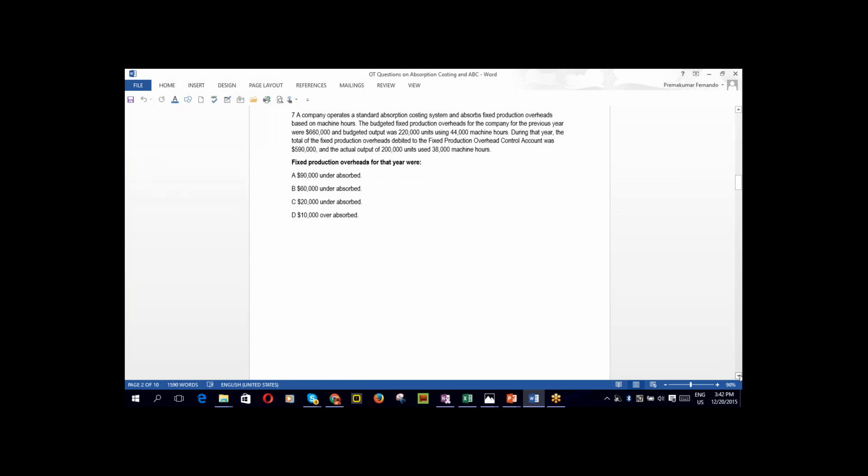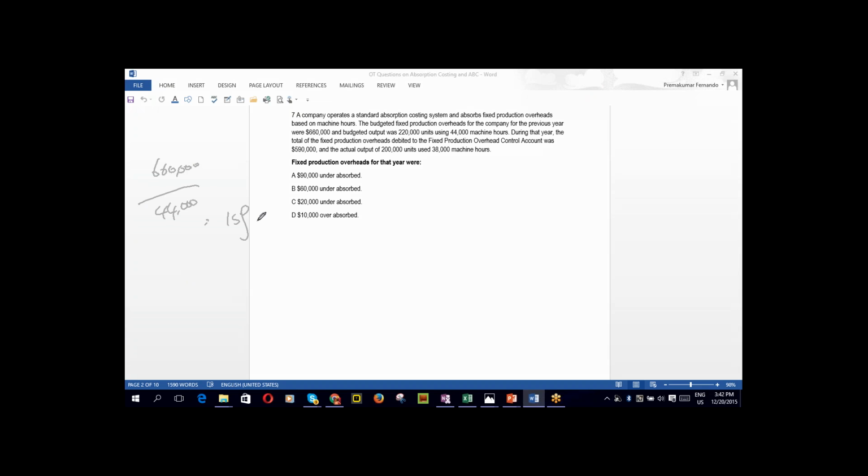Now, since they say that they are going by the machine hours, even though the number of units are given, we must go by the machine hours. So 660 divided by 44,000 will give us the machine hour rate for overhead, which is 15. Even though the number of units are given, we don't need to worry about the number of units. We must take 15 as the overhead absorption rate.